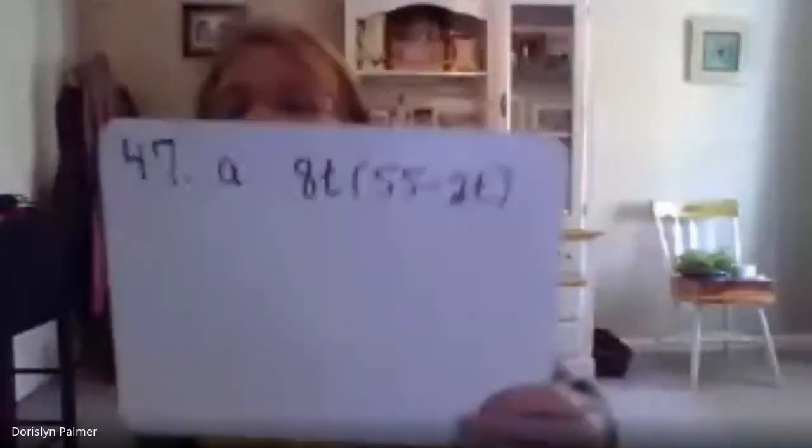So we have to find the biggest number we could divide them both by. 8. Yep. And we can factor out a t. All right, so 8t on the outside. Is that what you did? Yeah. What did you get? Go ahead. 8t times, in the parentheses, 55 minus 2t. That's it. You did it right.